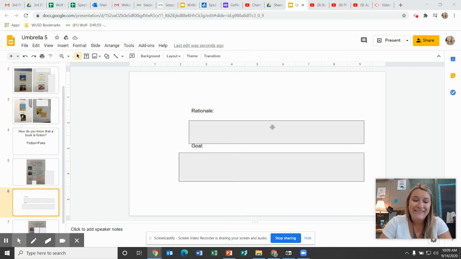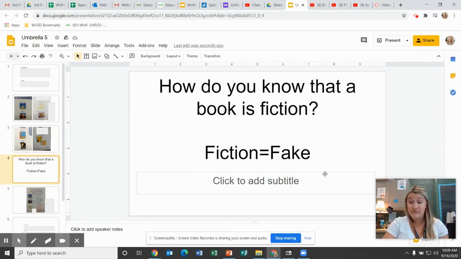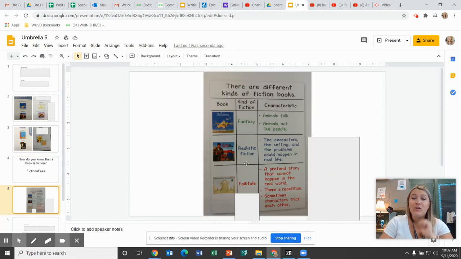Good morning again. Today's reading lesson is going to be about nonfiction books. Yesterday was about fictional books. Yesterday, we were able to talk about fiction, which means fake. We went over Stellaluna, which is fantasy, when animals talk.